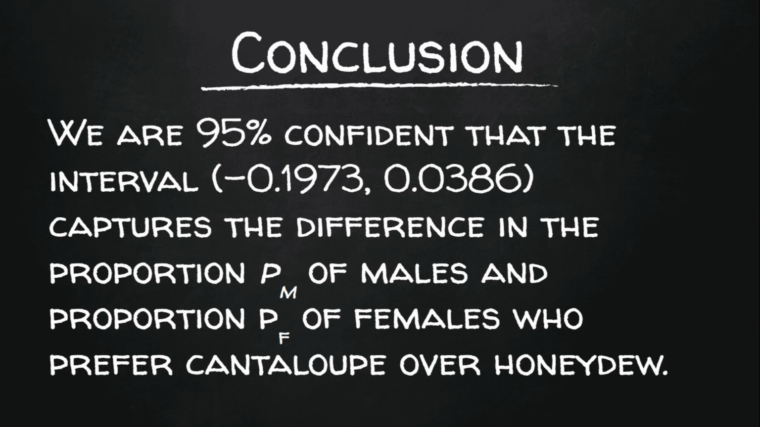Our last step is our conclusion. We are 95% confident that the interval negative 0.1973 to 0.0386 captures the difference in the proportion P sub m of males and proportion P sub f of females who prefer cantaloupe over honeydew.